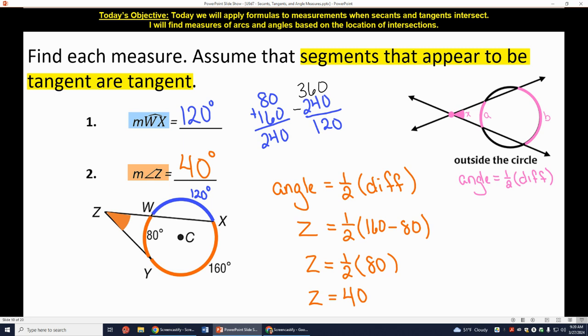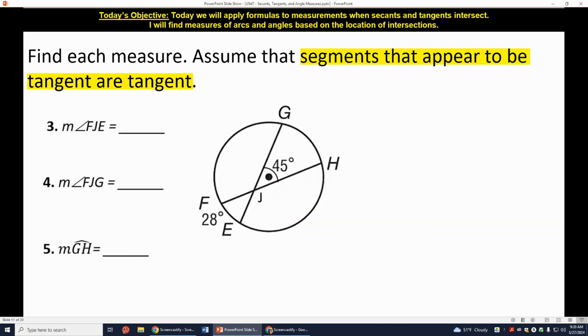Let's look at the next set of questions, 3, 4, and 5. Number 3 wants to find the measure of angle FJE. So let's go find FJE. FJE is this angle right here.